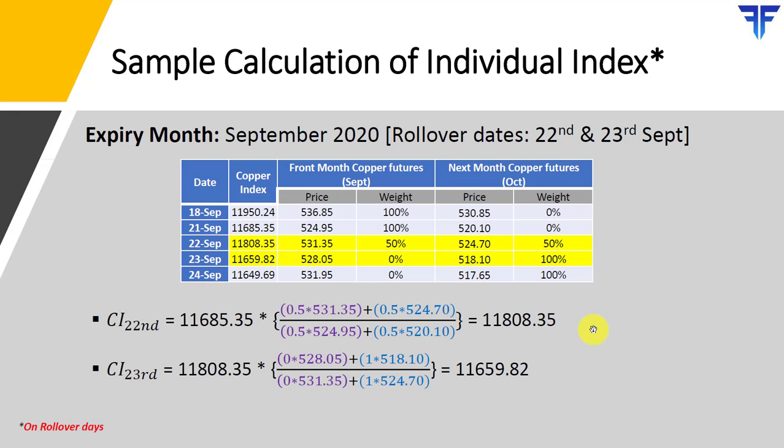This now becomes the base to calculate the value of the copper index on the second of the 2 rollover days, that is 23rd of September. If you closely notice, on the first rollover day, an equal weight of 50% is assigned to both front month and next month copper futures price. However, on the second rollover day, the entire 100% weight is assigned to the next month copper futures price.